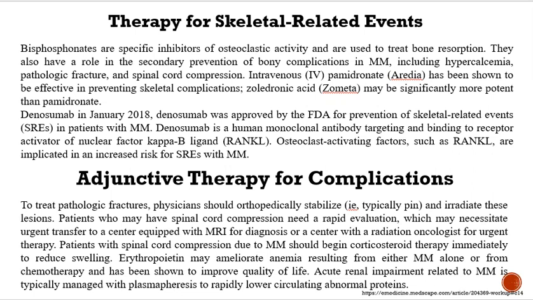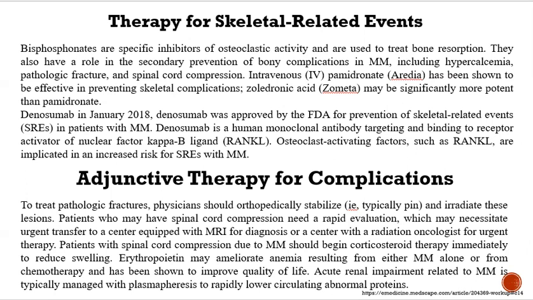To treat pathological fractures, physicians should orthopedically stabilize and irradiate the lesion. Patients who may have spinal cord compression need rapid irradiation, which may necessitate urgent transfer to a center equipped with MRI for diagnosis or a center with a radiation oncologist for urgent therapy. Patients with spinal cord compression should begin corticosteroid therapy immediately to reduce swelling.